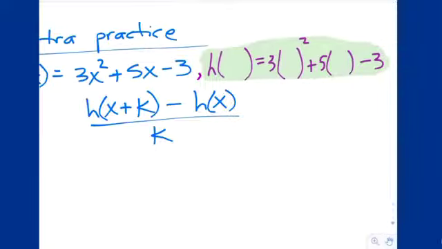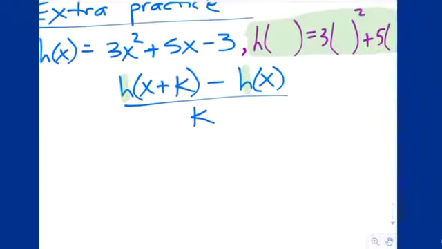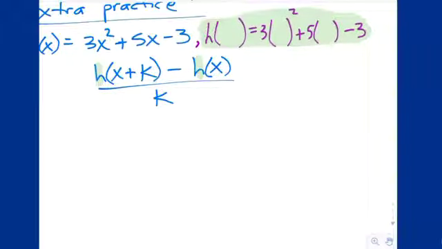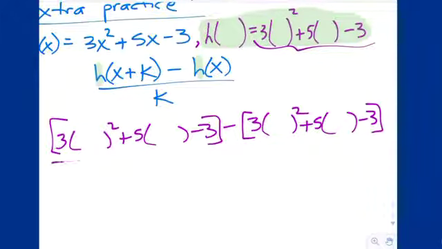If you're working on it, that's great. If you haven't got it set up yet, here I'm just going to show you what to do. And I like what Justin did back there. H of blob equals 3 blob squared plus 5 blob minus 3. Notice you have the function twice in the numerator. You're doing the function evaluated somewhere minus the function evaluated somewhere. So here's what I would recommend doing. Just go ahead and put a bracket and then copy this down twice. Put 3 blob squared plus 5 blob minus 3. That's the first one. Minus bracket, do it again. 3 blob squared plus 5 blob minus 3. All over k.